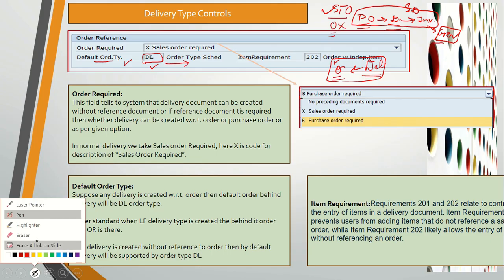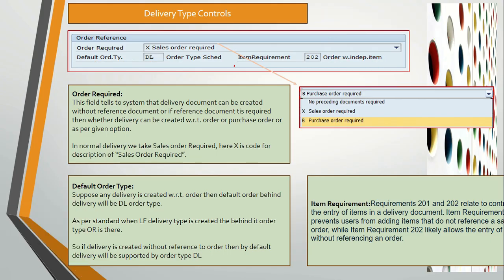And if you will see, the third option here is item requirement. This item requirement actually is a routine. This is the routine code. Okay, SAP standard gives two routine codes. Okay, one is 201, another is 202.